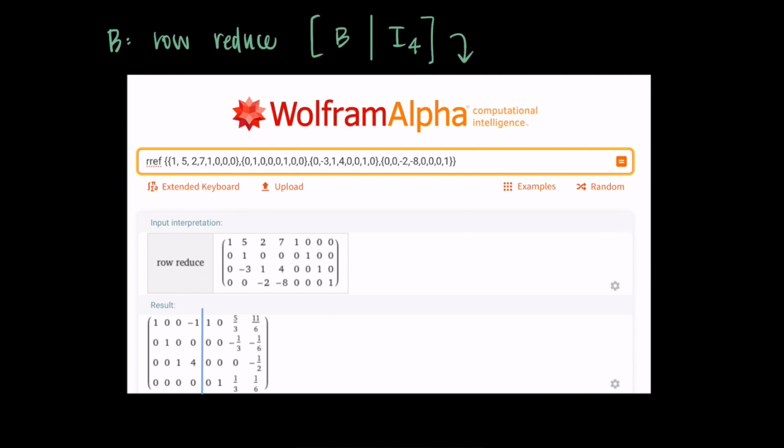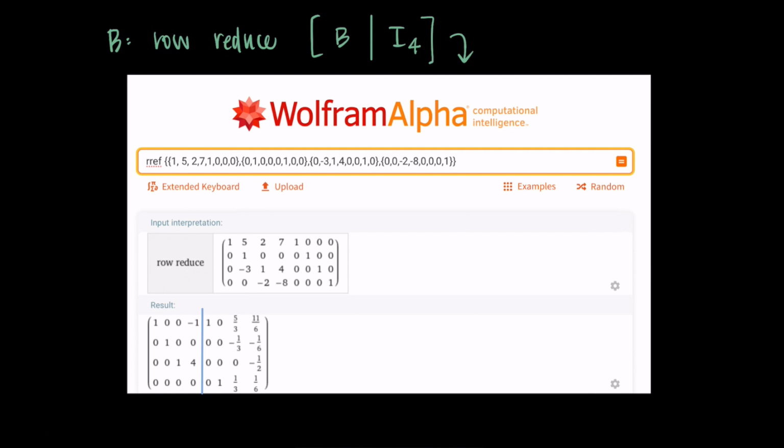Okay, let's repeat this with the 4 by 4 example. So let's row reduce the matrix where we have B, that's our 4 by 4 matrix, on the left-hand side, and then we'll augment it with the identity matrix on the right-hand side. I've typed that all out into Wolfram Alpha, and I'm going to ask it to do the row reduction.